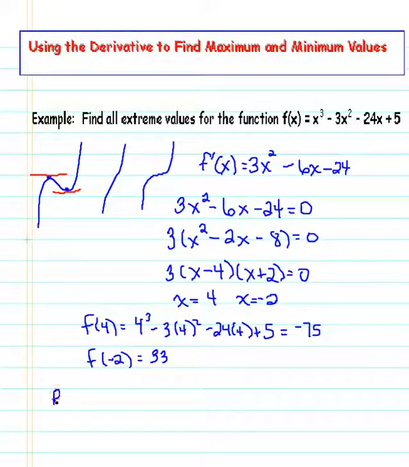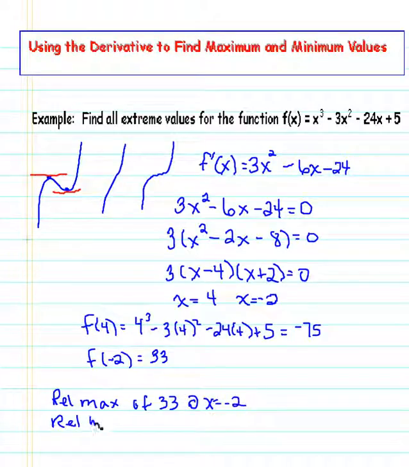So we're going to say here that we have a relative max of 33 at x equals negative 2, and a relative min of negative 75 at x equals 4.